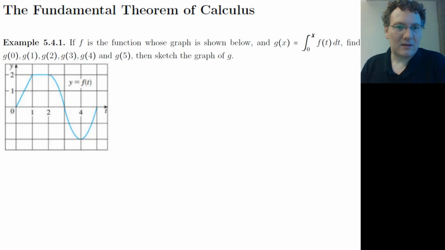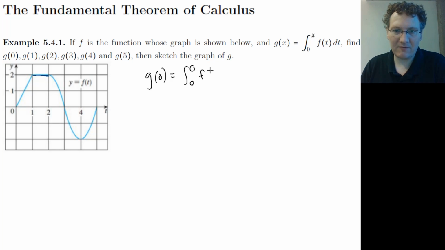So here we have an example. We have this function f. Its graph is shown below. The blue line here is the graph of the function f. g of x is the integral from 0 to x of f of t. And so we want to estimate g of 0, which is the integral from 0 to 0 of f of t dt.